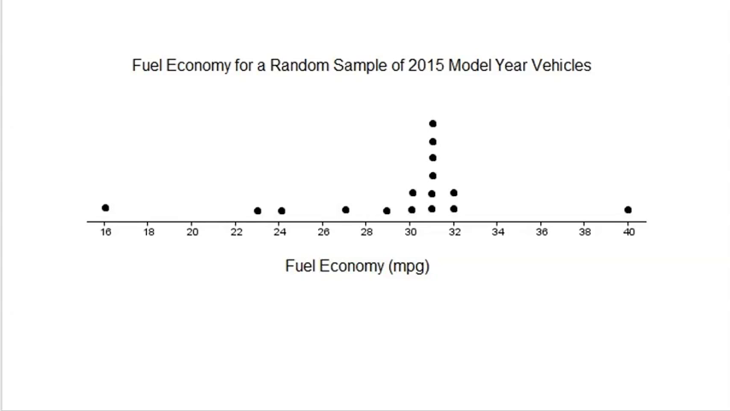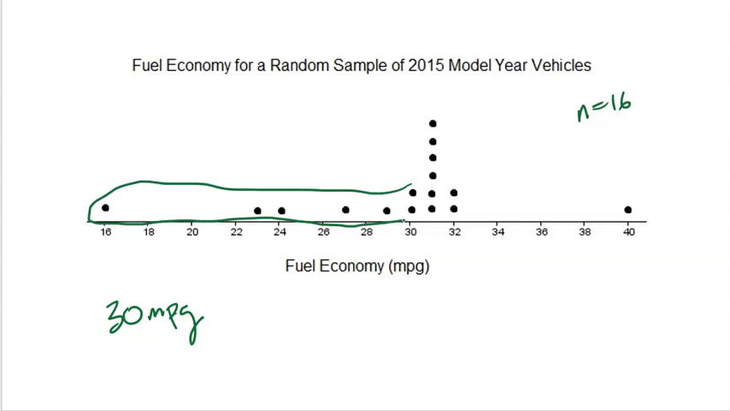All right, when we have a dot plot, it's kind of nice. So maybe I could say, okay, if my car gets 30 miles per gallon, what is my percentile rank? Well, you have to first count the total number of dots. 1, 2, 3, 4, 5, 6, 7, 8, 9, 10, 11, 12, 13, 14, 15, 16. 16 total dots. Of those 16 dots, these are all at or below my car, which gets 30. That's 1, 2, 3, 4, 5, 6, 7.